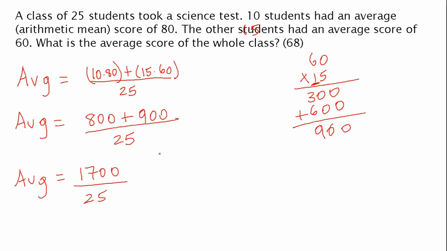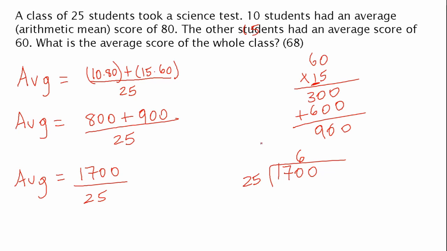Now we have to do the long division. Again, all fractions can be regarded as long division. 1700 divided by 25 is going to be this. Now we ask ourselves, how many times does 25 go into 1? It can't. How many times does 25 go into 17? It doesn't. How many times does 25 go into 170 without going over? 25 goes into 100 4 times, 125 5 times, 150 6 times. So we know this is going to be 6.